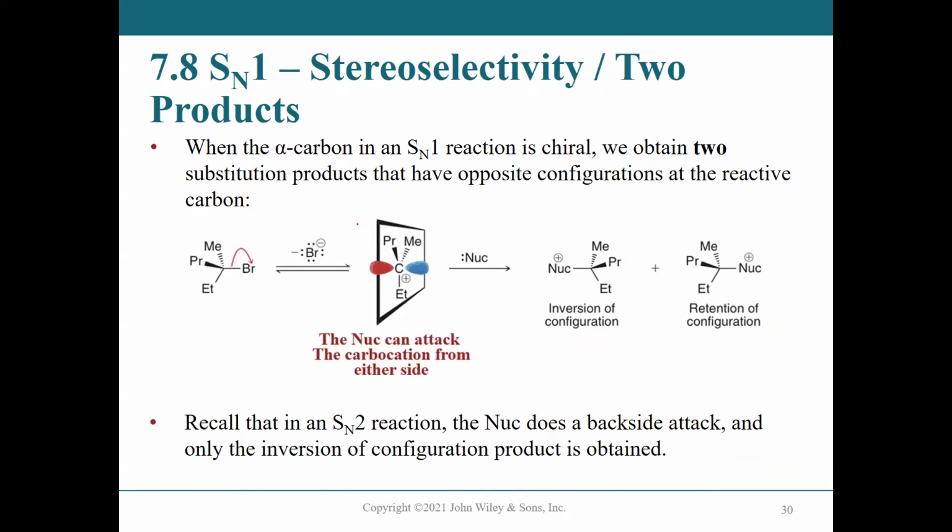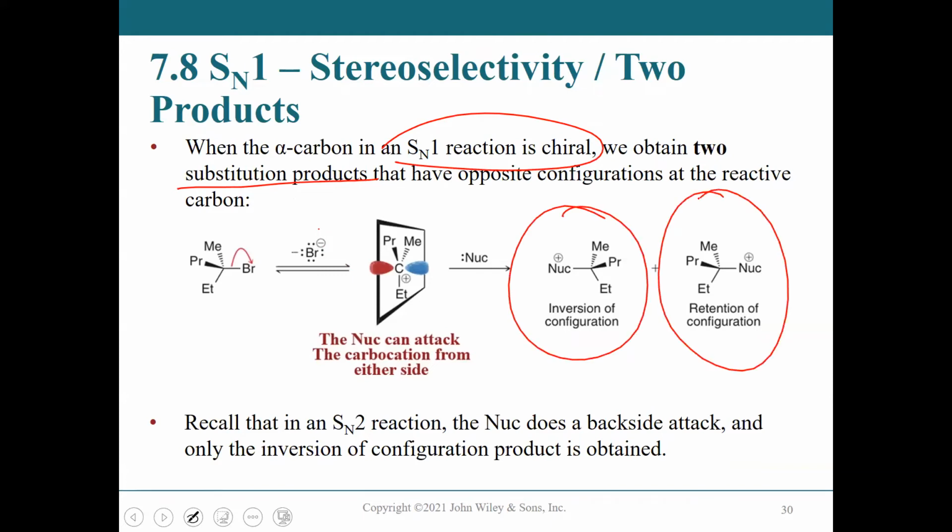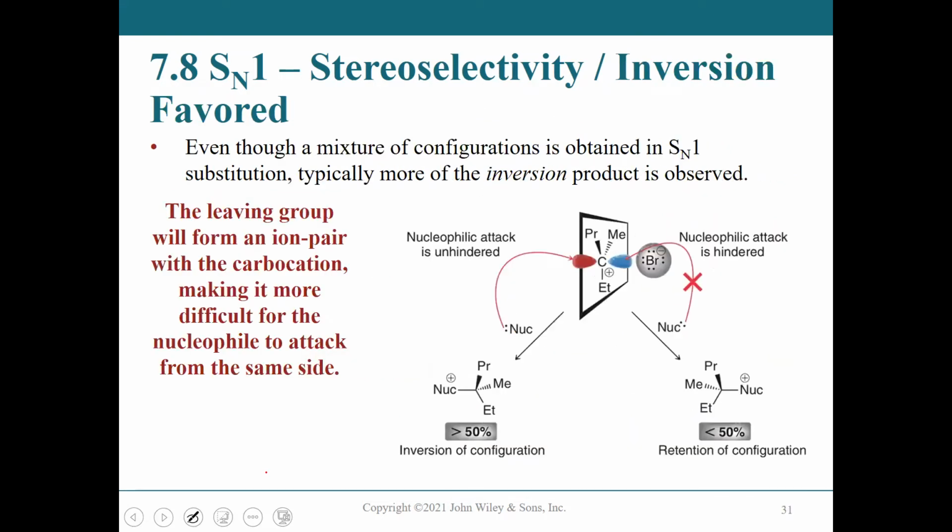In theory, you should get 50-50, right? So when an alpha carbon in SN1 is chiral, as it says here, you obtain two substitution products, inversion and retention. Theoretically, it should be 50-50. Recall that in an SN2 reaction it is a backside attack, therefore only the inversion is produced. What happens in SN1 that you don't get 50-50? The leaving group will form an ion pair with the carbocation through electrostatics, right?